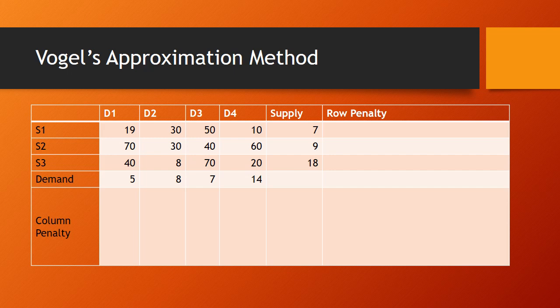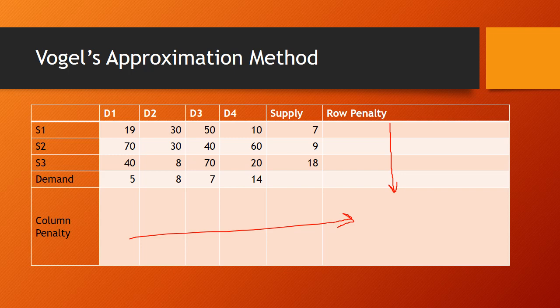In the table for Vogel's approximation method we will use an additional column and an additional row compared to our previous two methods. You can see we have this additional column in which you will write row penalties, and one additional row, this one, in which you will write the column penalties.